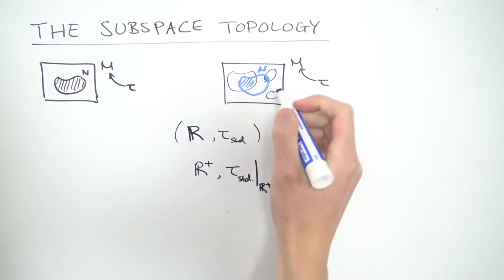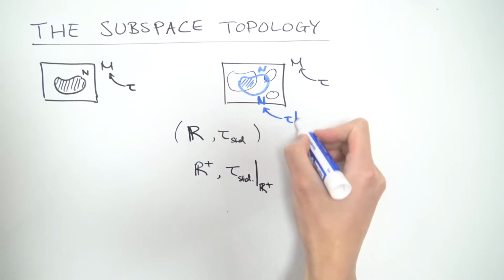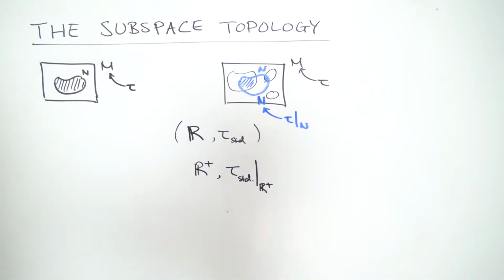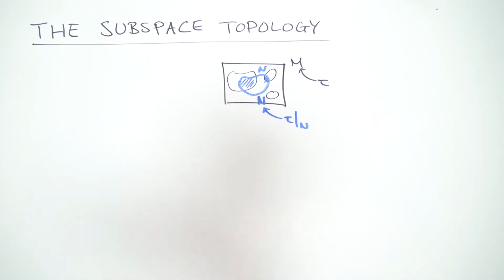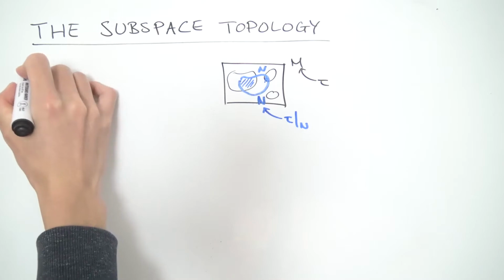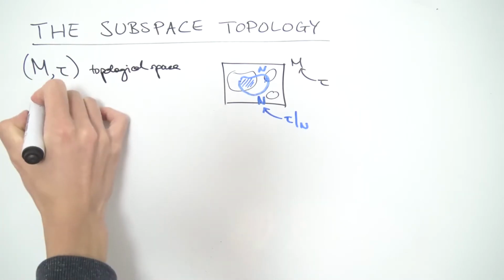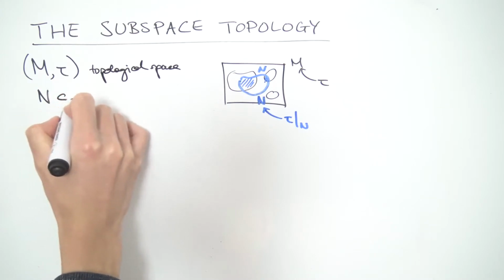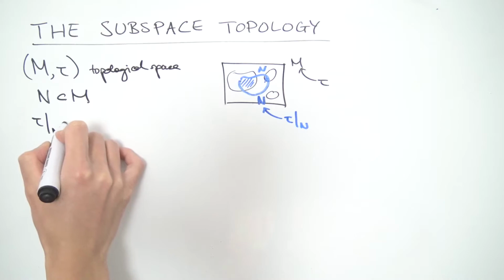So here's my N over here, and on this N now, we have the topology tau, but restricted to N. So this is the notation that we commonly use. So let's actually write this out a little bit. We want to spell out explicitly what this tau restricted to N is. So let's say M with tau is a topological space, and we have some subset N of M. What we're going to define is a tau restricted to N, and what is that going to be?